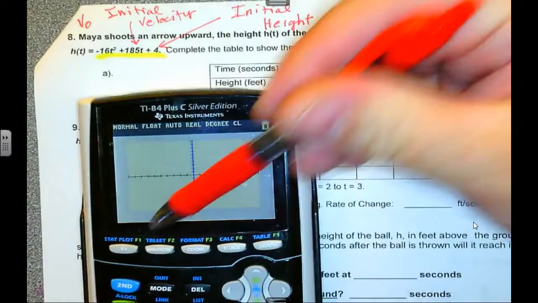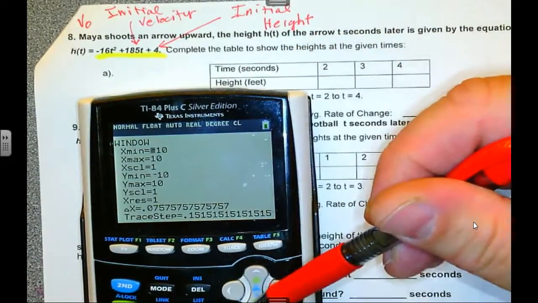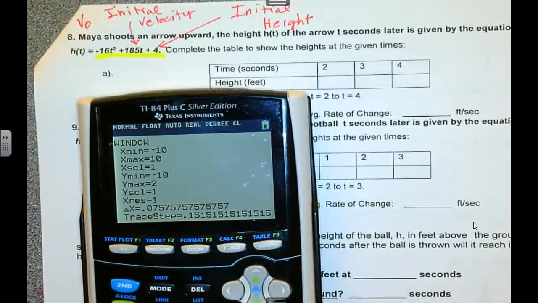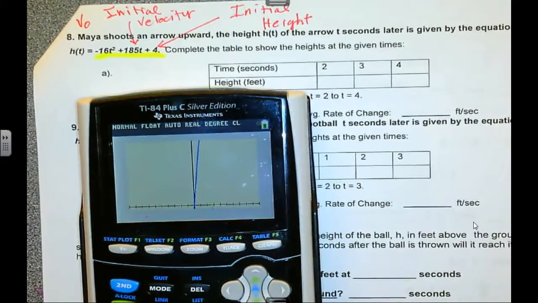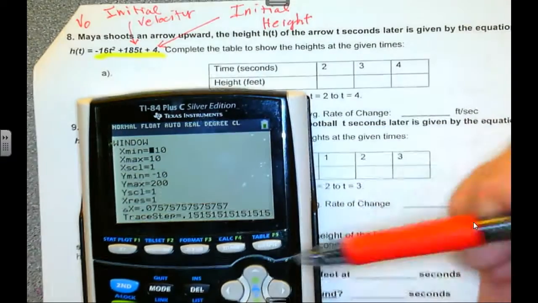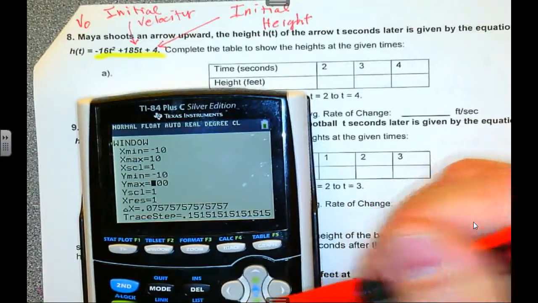So I've got to go to my window, and I'm going to make my y max like 200. Let's see what happens. Then graph it. I went to my window, and I put 200 in there for my y max, and it's not even close. So I'm going to put it to 600 and see what happens.